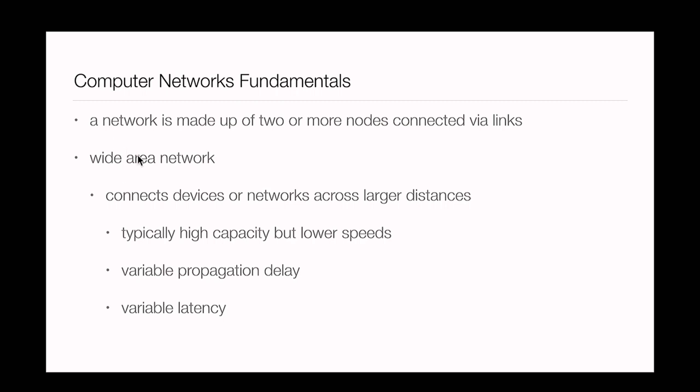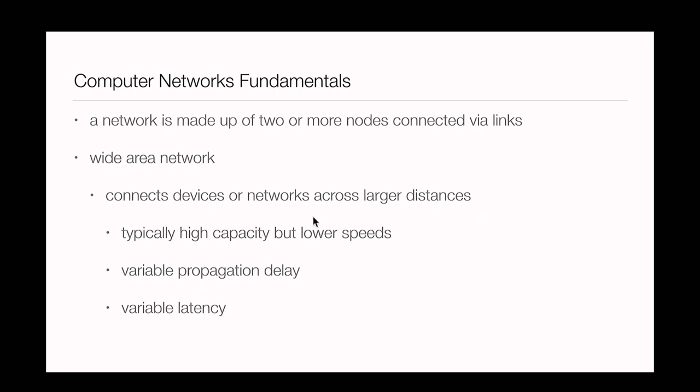Now, a wide area network connects either devices or entire networks across larger distances. Large is arbitrary. You can have a wide area network in a single room, or you can have a wide area network that spans the entire globe, which is called the internet. So the internet is the widest area network that we currently have.